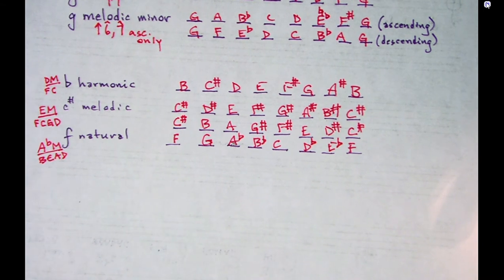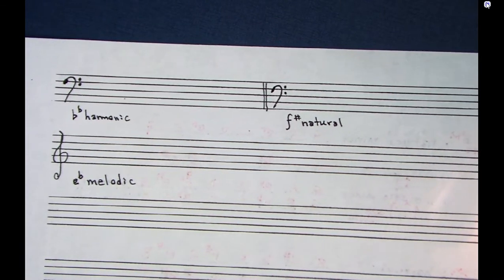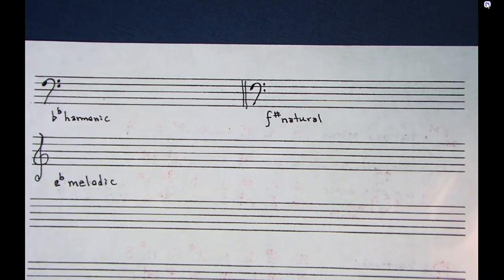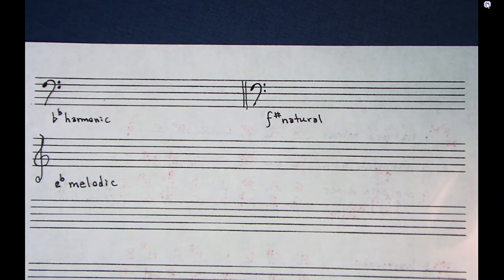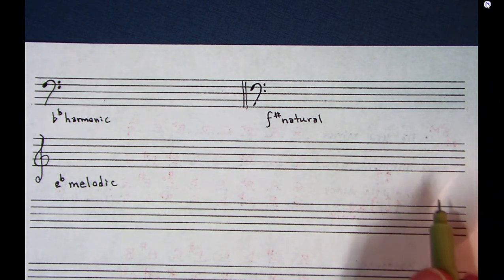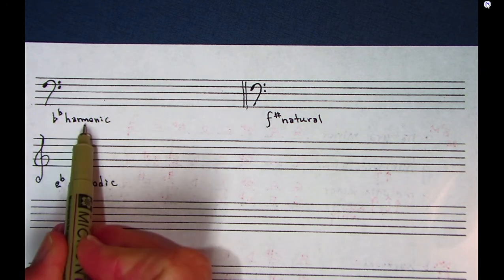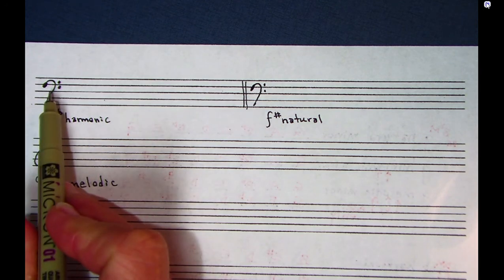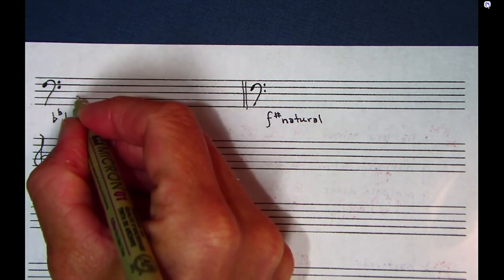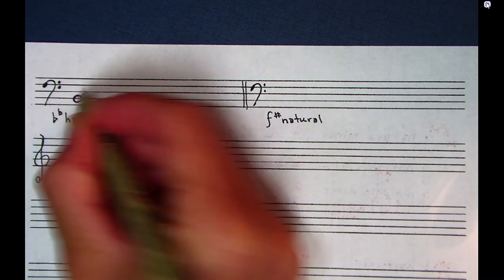Excellent. Now let's look at this on a staff. If you're drawing it or notating it on a staff, it's no different. It's just you have an extra step because you have to think about where to put it on the staff. So let's try this one. B flat harmonic minor. Notice it's bass clef. So I'm going to start this on this B down here.